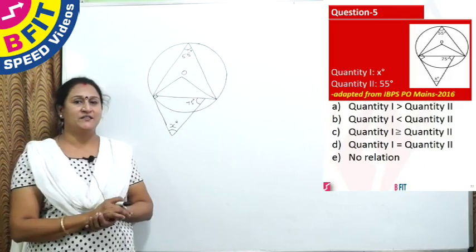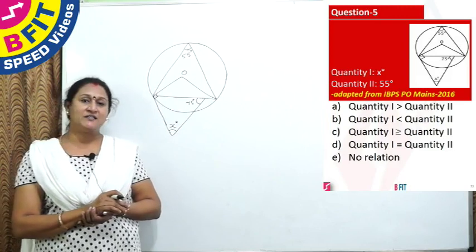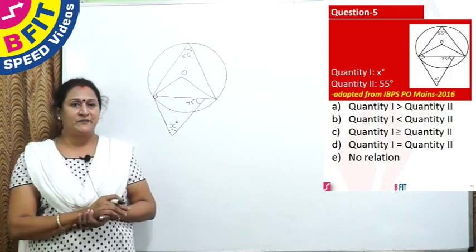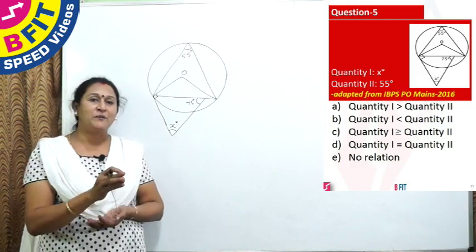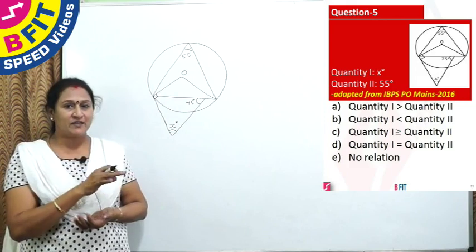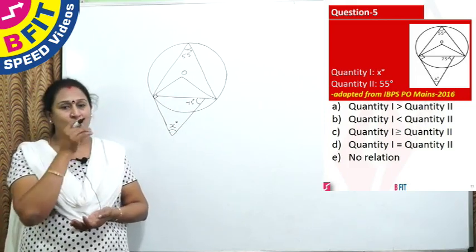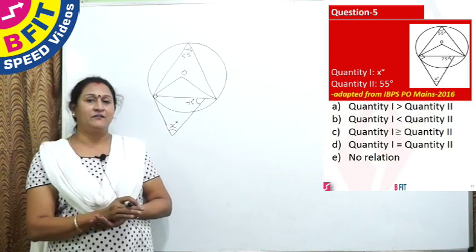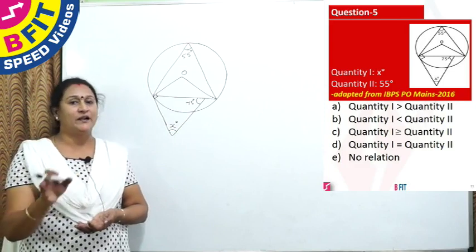We'll see the next question. So this is the latest trend of questions which are asked in this mains exam. Here we have a question which was asked in IBPS PO mains 2016. Two quantities will be given. So we have to solve for quantity 1 and quantity 2 and see which is greater. Is quantity 1 lesser or greater or equal to quantity 2?